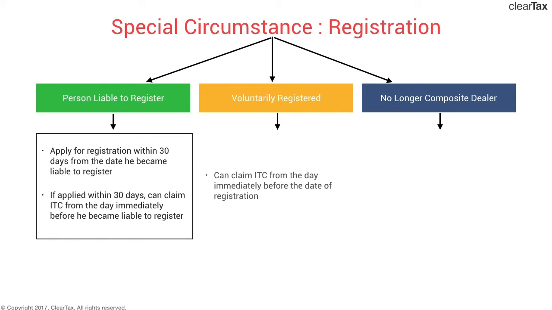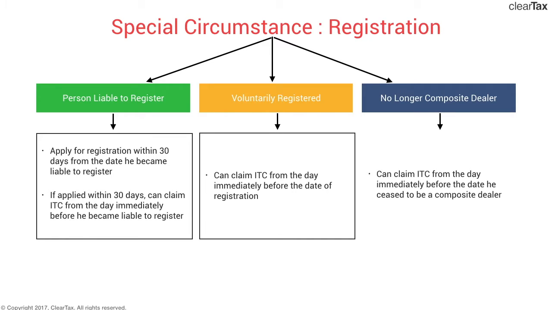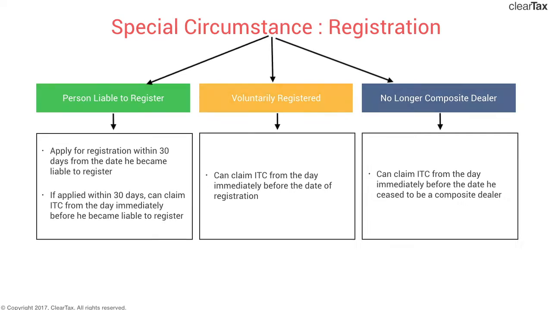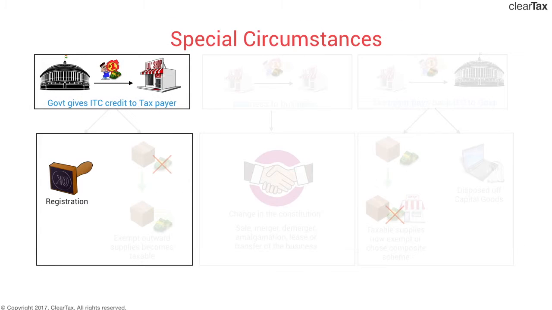The second situation, voluntary registered, he can claim input tax credit from the day immediately before the date of registration. Simple. The stock just before the date of registration, he is eligible to claim input tax credit. For the composite dealer, this timeline is from the date he ceased to be a composite dealer. So those were the circumstances relating to registration.